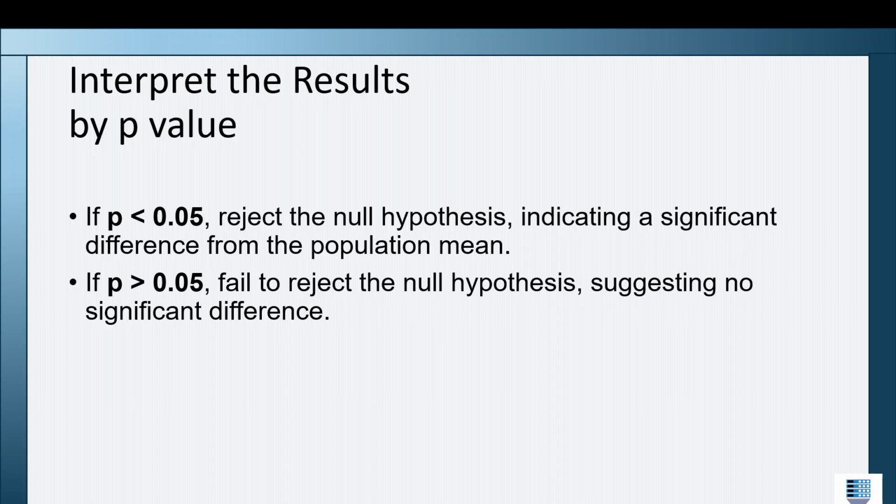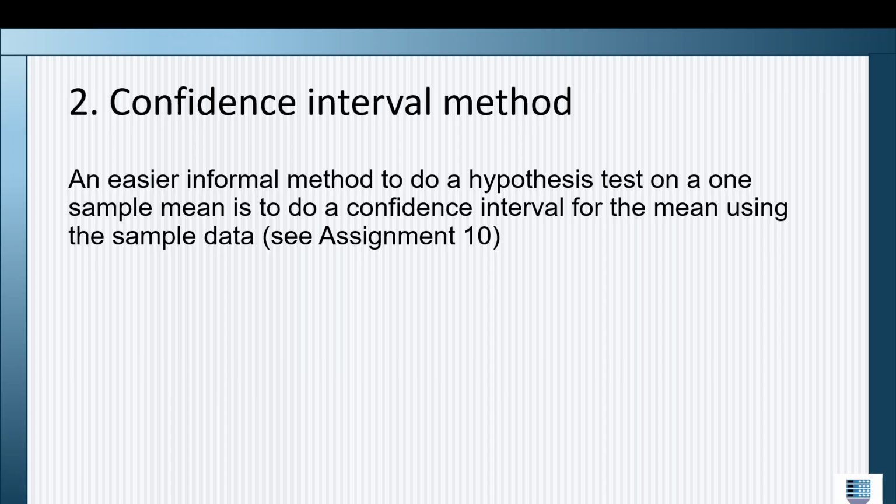Now, there's another way to do this that I actually like a little bit more, especially for this intro level course. And that is to just look at a confidence interval. We did confidence intervals in the previous assignment and how to do those in Excel. So in this case, you compute a confidence interval for the mean in the data, and then you just look at whether or not your hypothesized value is in that interval.